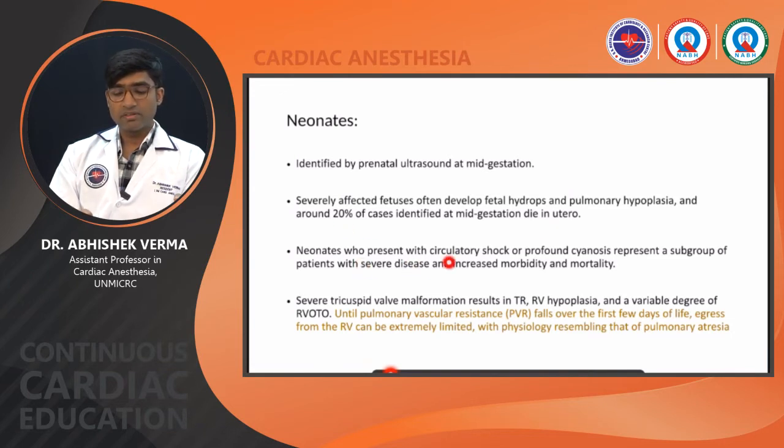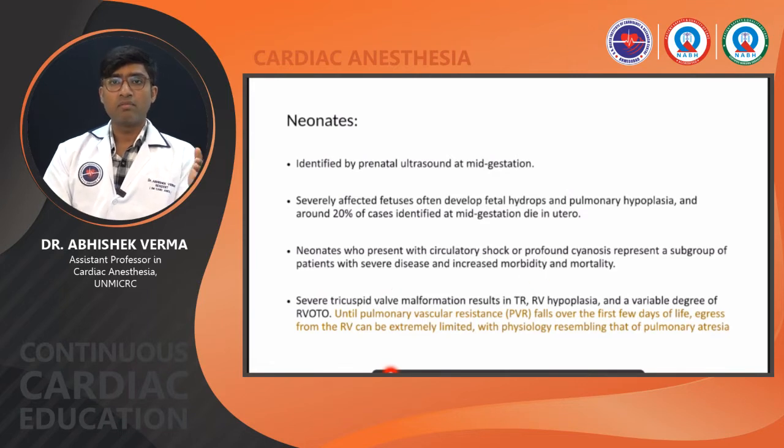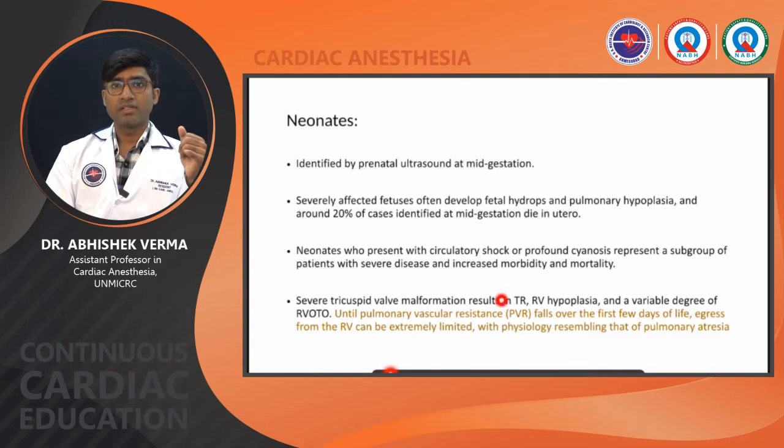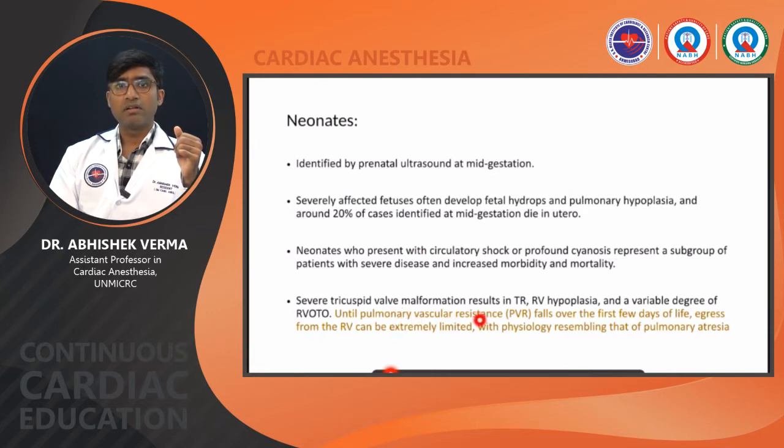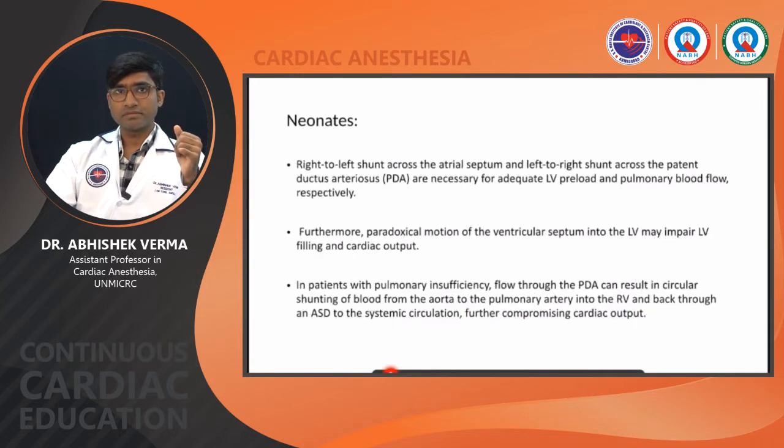Neonates who present with circulatory shock or profound cyanosis represent a subgroup of patients with severe disease and increased morbidity and mortality. Severe tricuspid malformation results in TR, RV hypoplasia, and a variable degree of RVOTO until pulmonary vascular resistance falls over the first few days of life. Egress from the RV can be extremely limited, with physiology resembling pulmonary atresia.